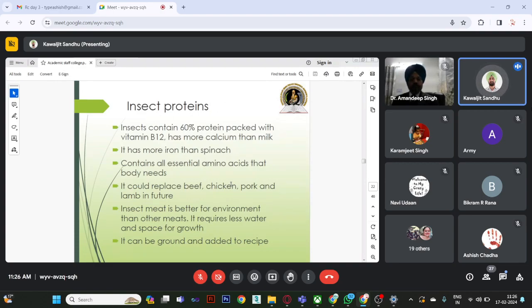One very interesting one is insect based foods. Because, as I've told you, we're not able to match livestock production, and in order to have environmental sustainability, insects have more protein content as compared to livestock. They have more nutritious compounds like vitamins and calcium.